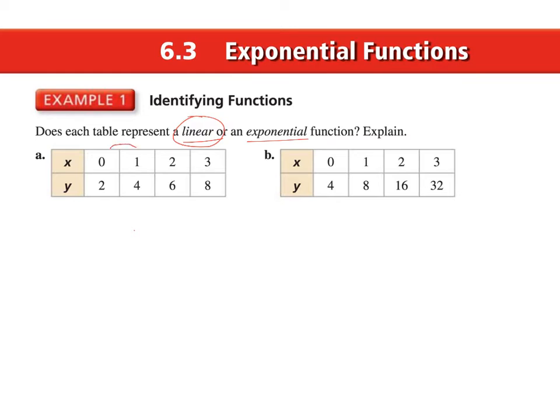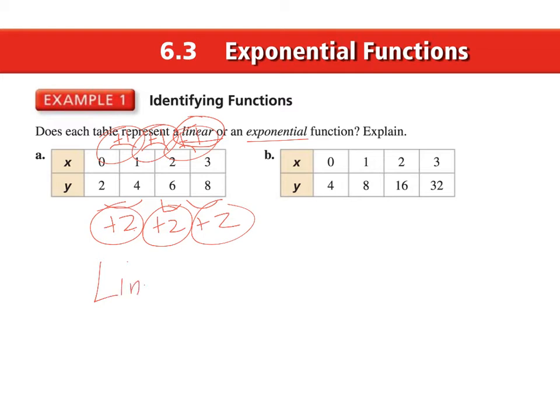Because to go from the first value to the next one, you add 1. Then I add 1 again. Then I add 1 again. For the y values, I add 2. Add 2. Add 2. So there's a common difference between each of the x values, and there's a common difference between each of the y values. And if that's the case, it's a linear function.